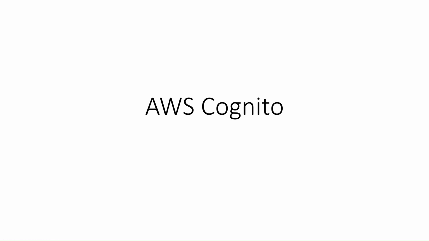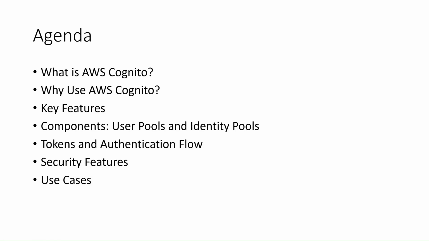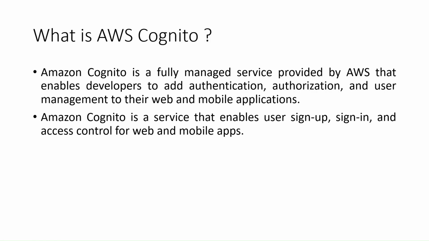So in this video, let's talk about AWS Cognito. Before moving into the concept, let's see what topics we are going to cover in this video. Firstly, what is AWS Cognito? Why do we use AWS Cognito? What are the key features, and what are the components like user pool and identity pools? And what are tokens and the authentication flow, and also what are the security features and use cases of AWS Cognito? So firstly, let's see what is AWS Cognito.